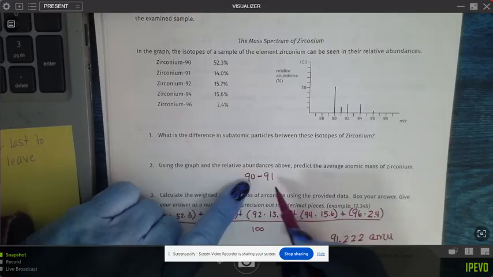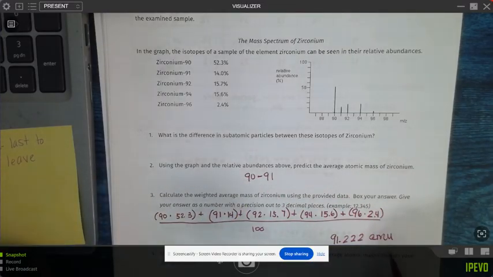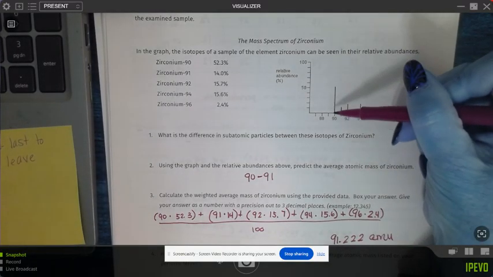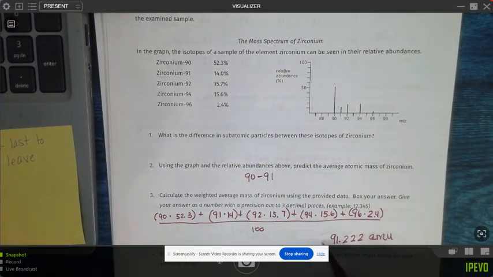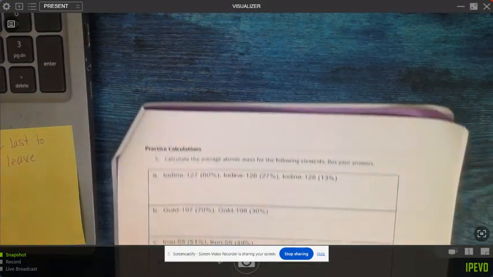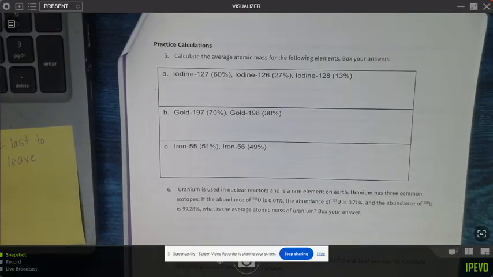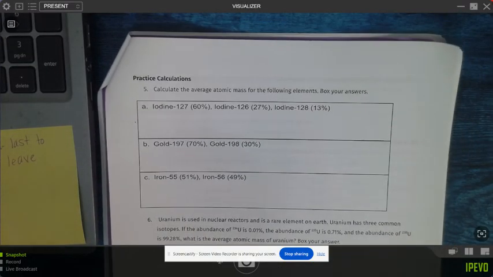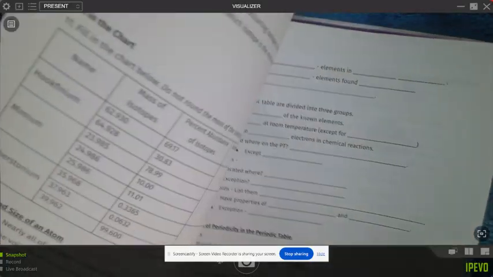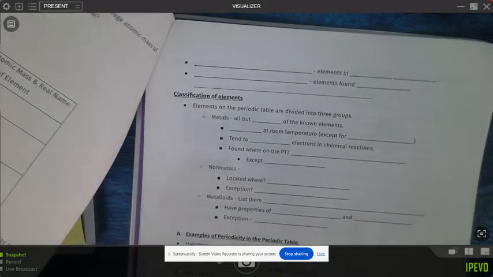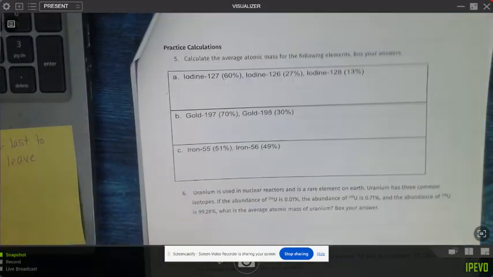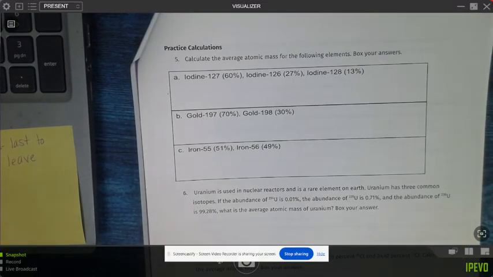I probably should have estimated between 91 and 92, but hopefully you can see the idea here: whatever the most abundant isotope is, your average atomic mass is going to be close to that. So you should not only be able to calculate, but also be able to look at a graph or just look at numbers and say, I think that average atomic mass is going to be close to this or that. There's a whole bunch of practice here that you're going to be able to do, so take a look at that.